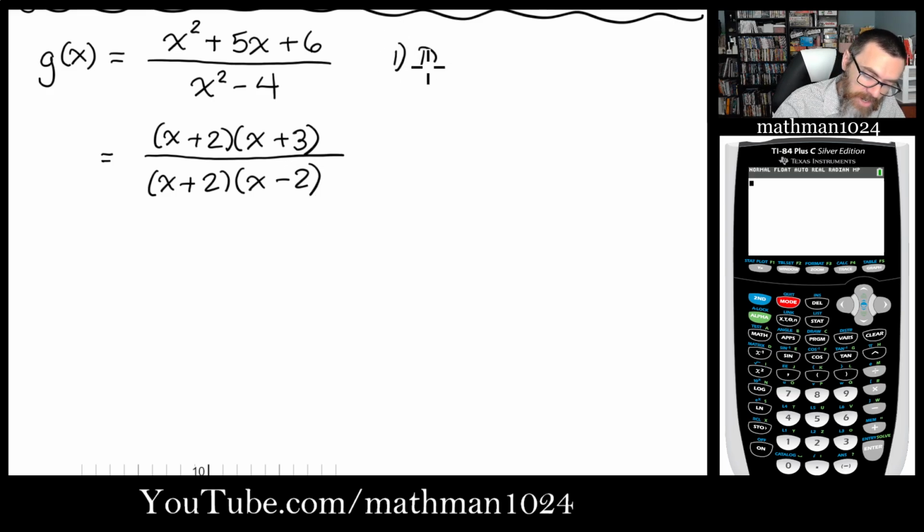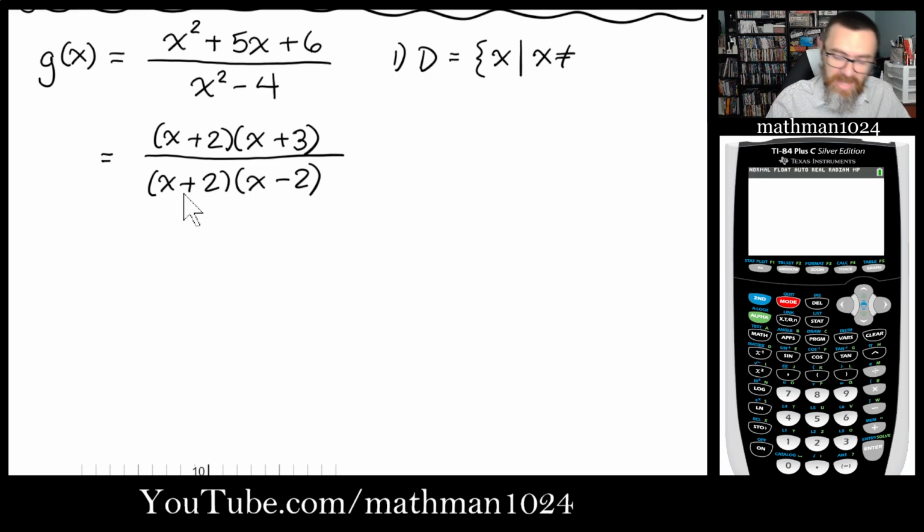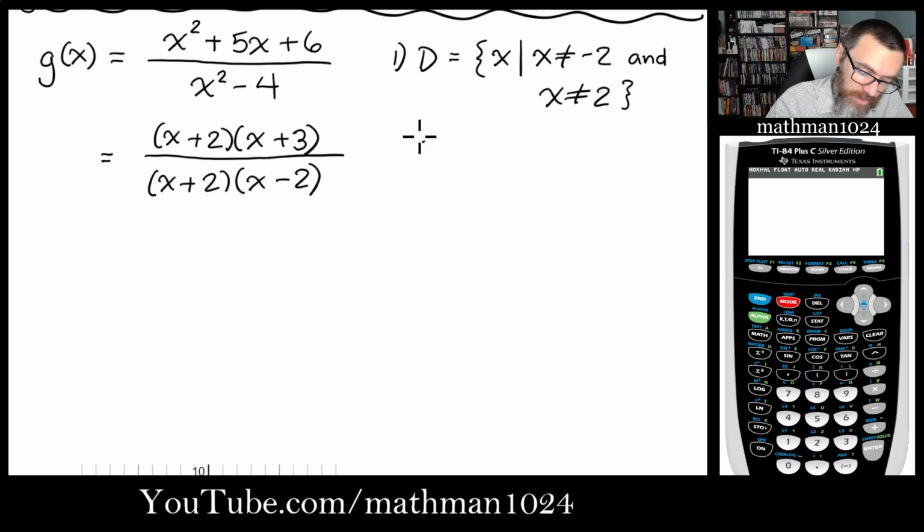So if we're talking about our domain, it's the set of all x such that x does not equal, again, look to that denominator. From this first factor, x cannot equal negative 2. And from the second factor, x cannot equal positive 2. And if we're doing the whole interval notation thing, so negative infinity to negative 2, union negative 2 to 2, union 2 to infinity.